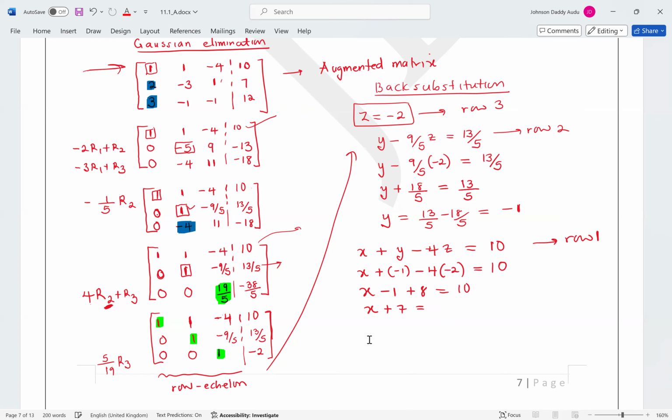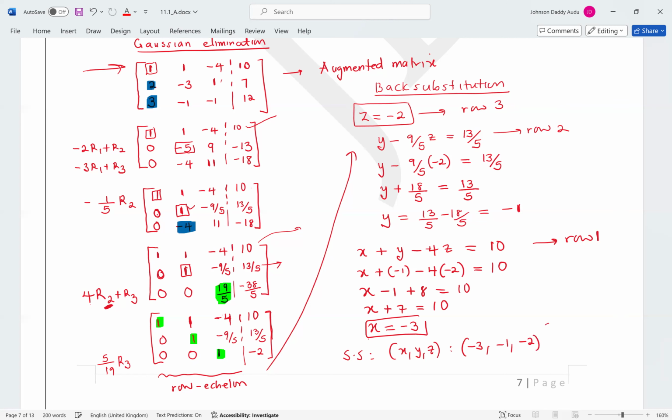Okay, this looks good now. So this is 10 here. So what is x here? X is going to be minus 3. So it means our solution set, which is x, y, z, is just what? What is x? Minus 3. And y is minus 1. And z is equal to minus 2. So this is the solution.